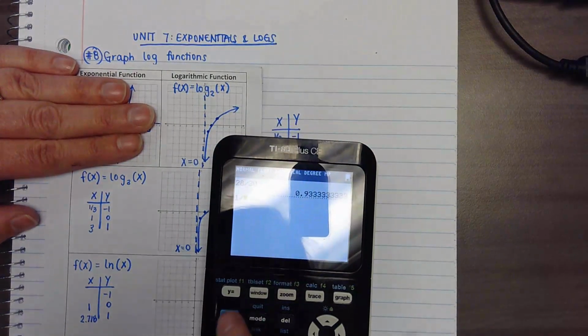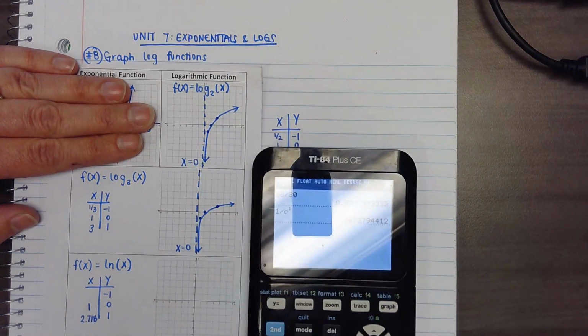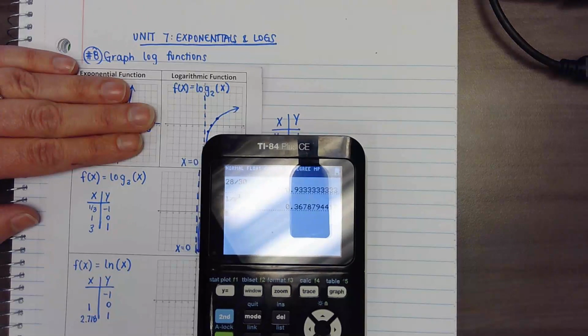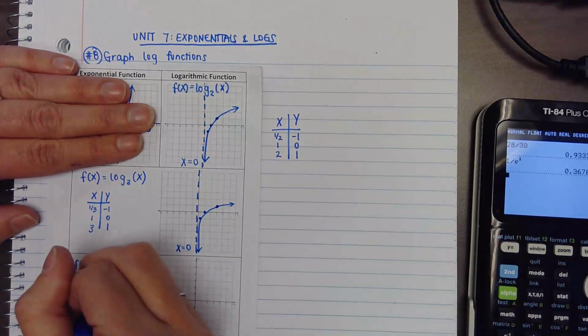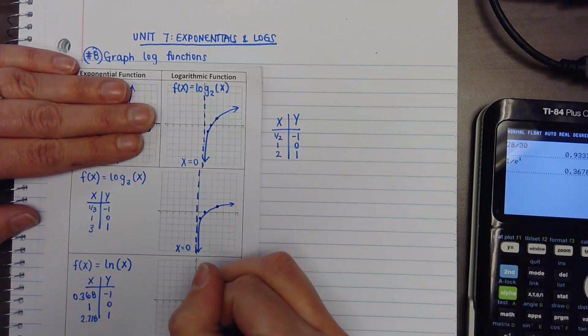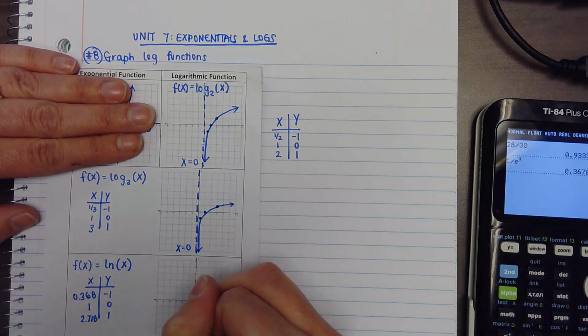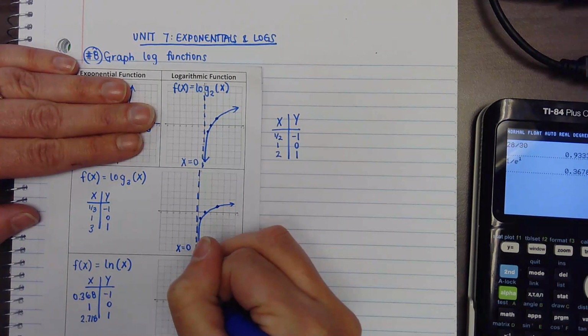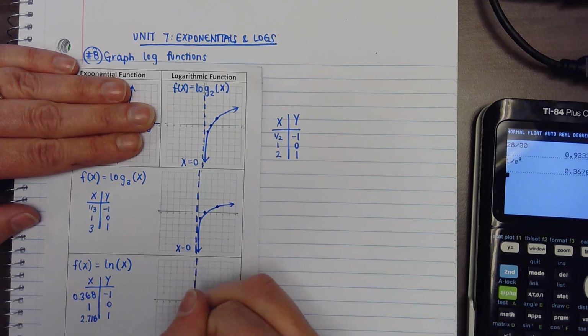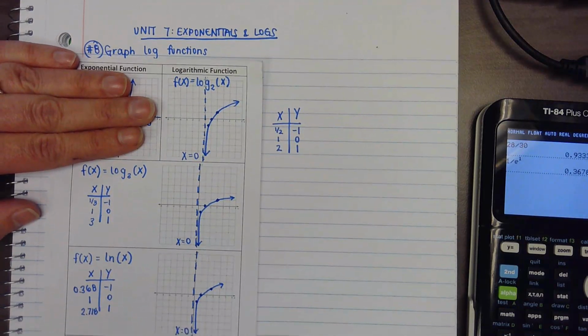1 over e to the first power is 0.368 approximately. I'm going to plot those 3 points approximately where they are. Sketch my log curve in there. And again, I didn't shift left or right, so my asymptote is at x equals 0.